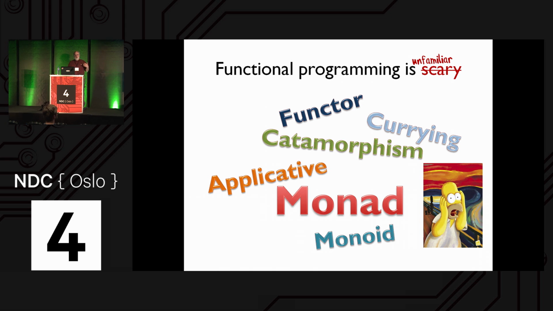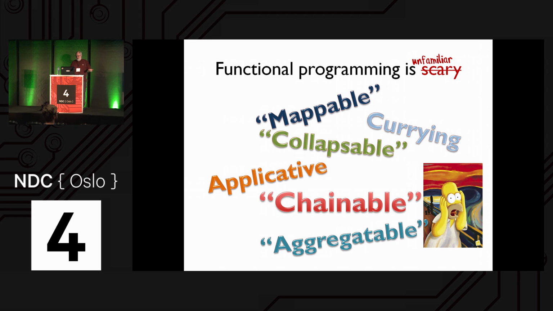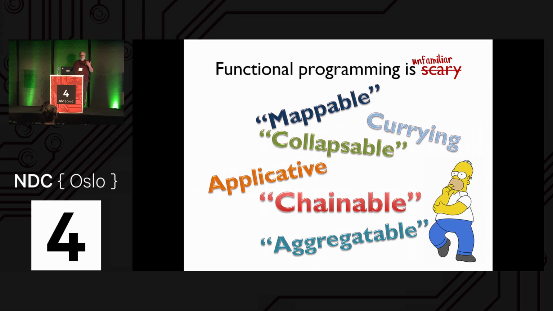And one of the problems is that the words tend to be kind of mathematical. If you rename the words to something like, instead of a functor, it's a mappable, instead of a catamorphism, it's a collapsible or something, an aggregatable, a chainable. These words would sound less scary. You still wouldn't know what they mean. I mean, here's Homer. He's still kind of puzzled, but it's now just something you need to learn. It's not something so scary that I'm going to give up completely. So just be aware that the concepts are actually not that hard. It's just the words can be off-putting.